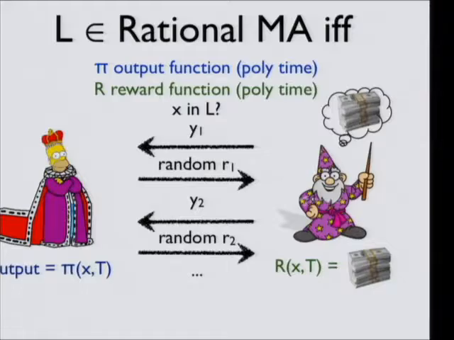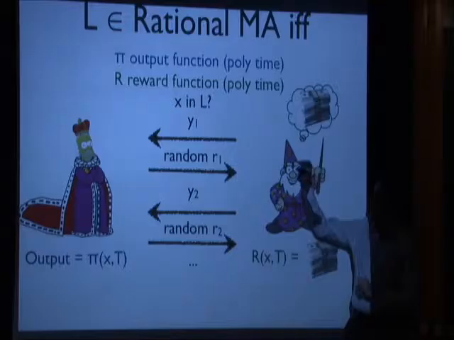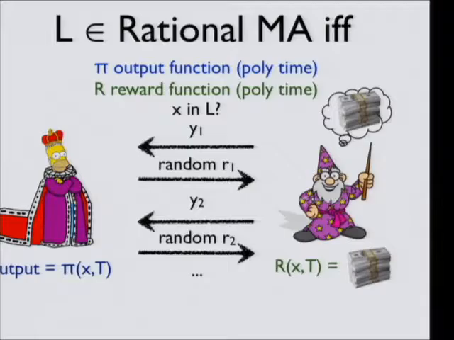And since Arthur in this model is always honest, as in classical Merlin-Arthur games, he trusts Arthur to send random coins R1, R2. So he knows exactly the distribution of Arthur's messages, and he can control his messages. So he essentially controls the whole transcript. And he's going to choose a transcript to maximize his expected reward.